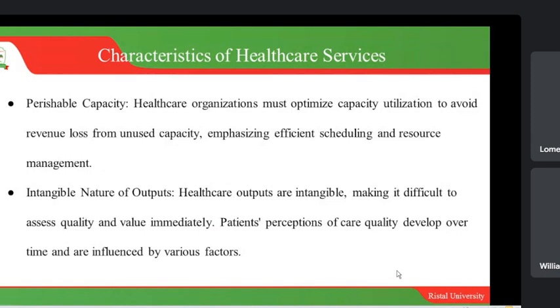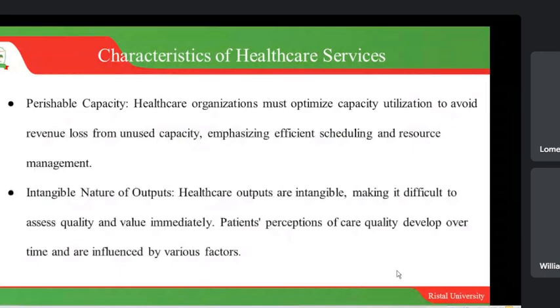When we are talking about optimizing capacity utilization, the word optimize means maximize. So capacity utilization, and we are doing this in order to avoid revenue loss from unused capacity. We also need to emphasize efficient scheduling and resource management. And another characteristic is the intangible nature of outputs.